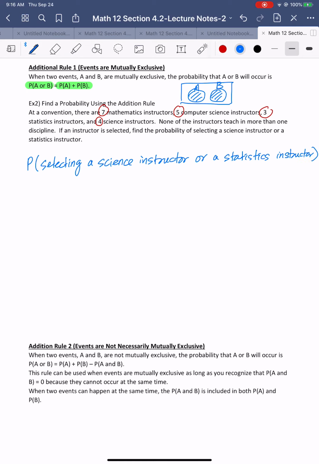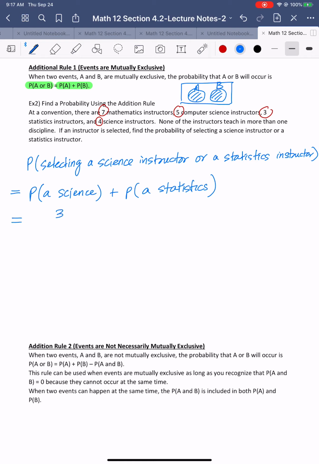But none of the instructors teach more than one discipline, right? So you can just say this one is a probability of a science instructor, and then probably of the statistics instructor. So the science instructor, there's how many?